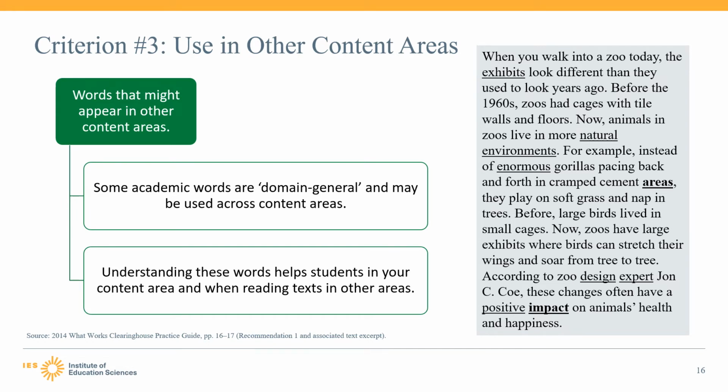And likewise, we see the author writing about changes having a positive impact on animals' health and happiness. Impact here is a noun, but in other content areas it might be likelier to appear as a verb, like in physics as opposed to this sort of biology lesson. And these kinds of differences in usage that are more systematic across content areas can be revealed to your students and support their mastery of the words' applications in those different contexts.